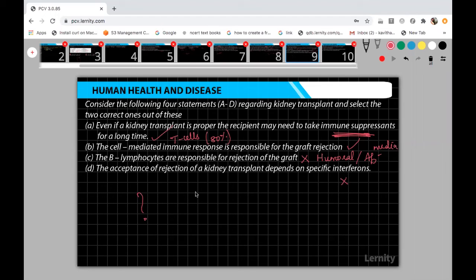This is also wrong. Interferons act in our body only against viral particles. That's why they are called antiviral glycoproteins. Kidney rejection, graft rejection will not be done by interferons. So the 2 correct statements are A and B. If there is an option with A and B as correct statements, then that should be the correct answer. Okay.